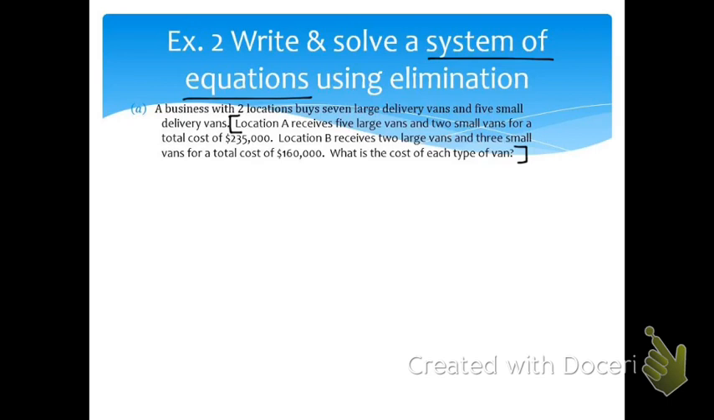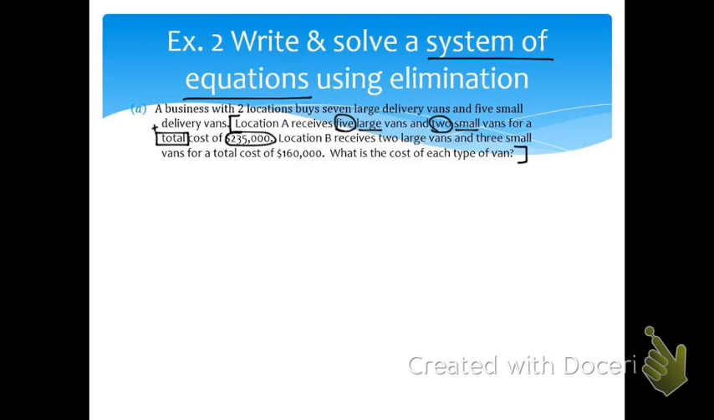Location A receives 5 large vans and 2 small vans for a total, there's that awesome math word that reminds me of what operation? Addition. A total cost of $235,000. So when we're talking about the large vans and the small vans, we're talking about the cost of each.